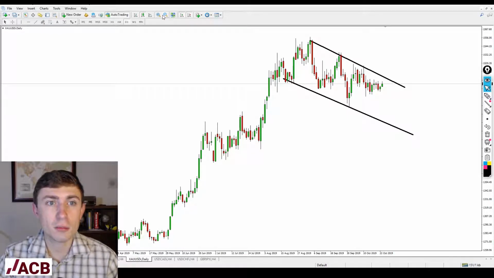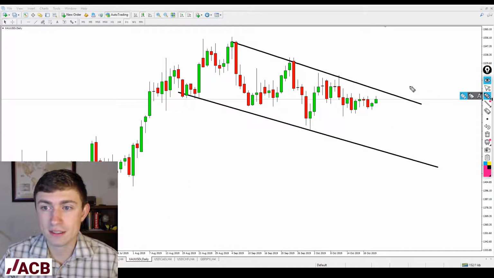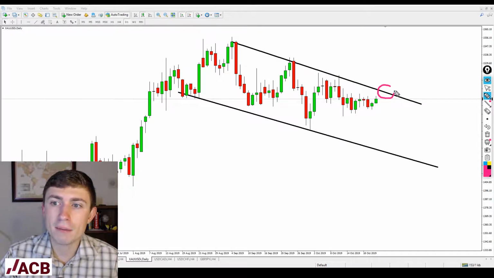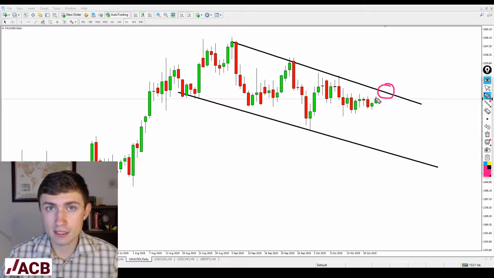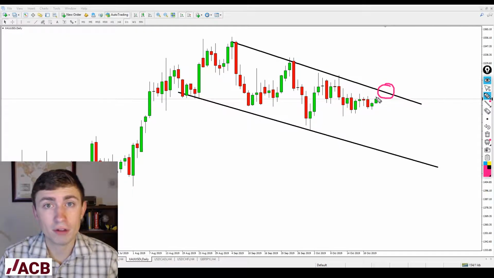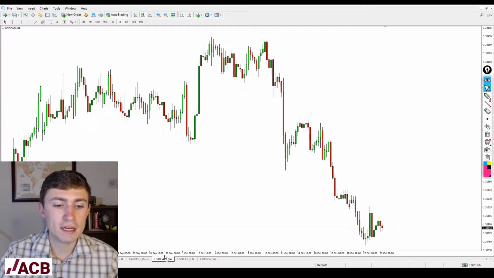So from a technical perspective, I think it's important to look for opportunities that give you a good probability of success. For example, trying to sell into this trend line might be a decent idea if you can combine it with other factors such as candlestick patterns and other technical reasons, or even fundamental reasons to help aid your trade there. So let's go ahead and take a look at dollar Canadian.